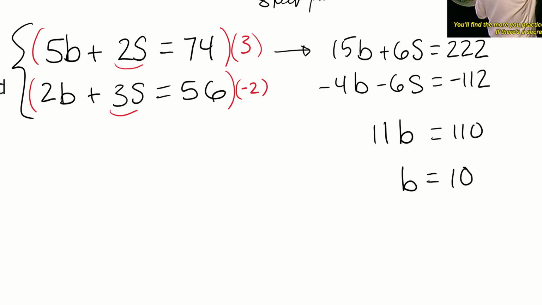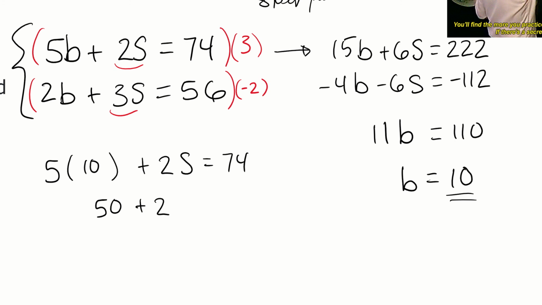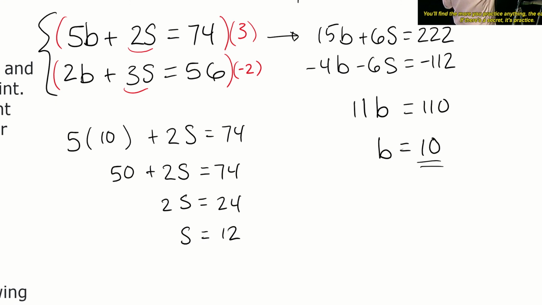Now I need to figure out what s is, and I'll just use the top equation. So I'll just go 5 times whatever b is plus twice s equals 74. We found that b was 10, so we're looking at 50 plus 2s equals 74. And if I take the 74 and take away 50 from both sides of that equation, I'm subtracting 50 from each side, I get that 2s is the number 24. Therefore, s is 12.